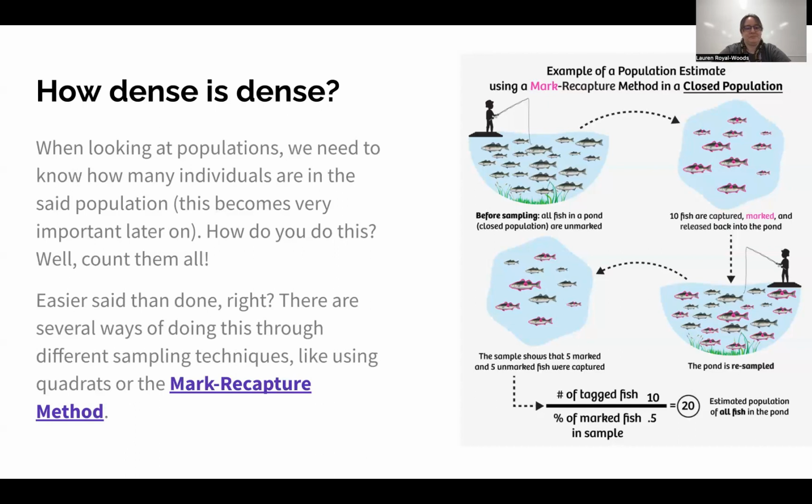So there are several ways of doing this through different sampling techniques. There are quadrats, where you set up a square and flop it down and then count how many creatures you find in that square, for instance, spiders. It's easier to count a square than a huge field. And then you can get an estimate of the population according to this one square.